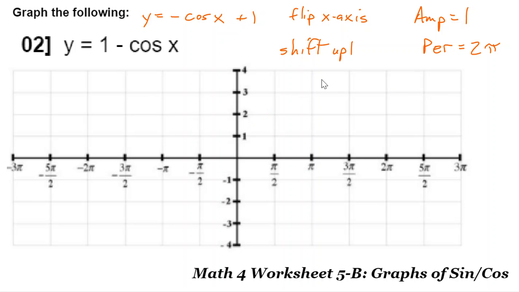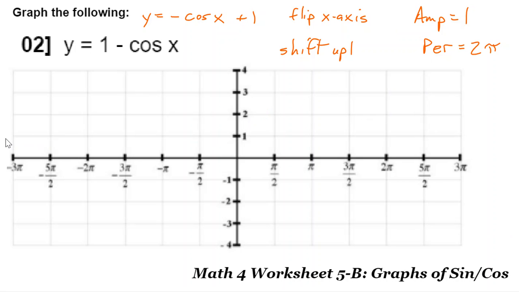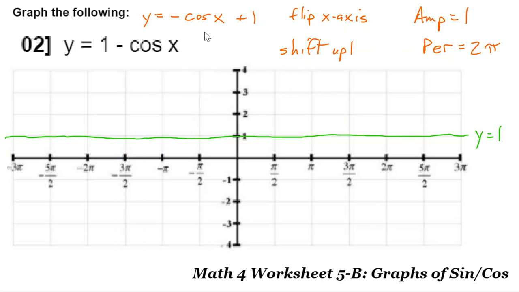So if we are shifting up 1, I've got to get a little green line going here, and draw that where y is 1. Then we are doing a cosine, which means we're not starting on the axis itself. Amplitude is 1. Oh, wait a minute. Oh, be careful of this.